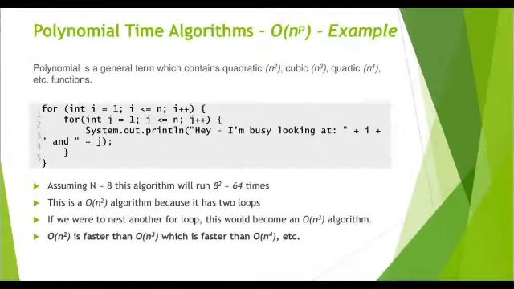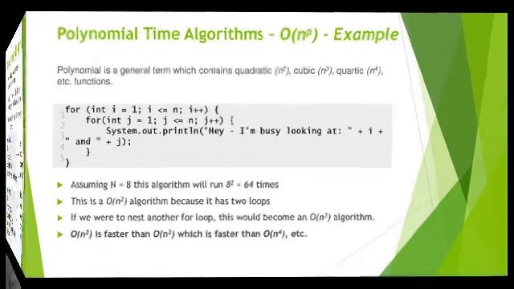Polynomial time algorithms, O(n^p) example. Polynomial is a general term which contains quadratic n^2, cubic n^3, quartic n^4, etc. functions. Assuming n equals 8, this algorithm will run 8^2 = 64 times. This is an O(n^2) algorithm because it has two loops. If we were to nest another for loop, this would become an O(n^3) algorithm. O(n^2) is faster than O(n^3), which is faster than O(n^4), etc.